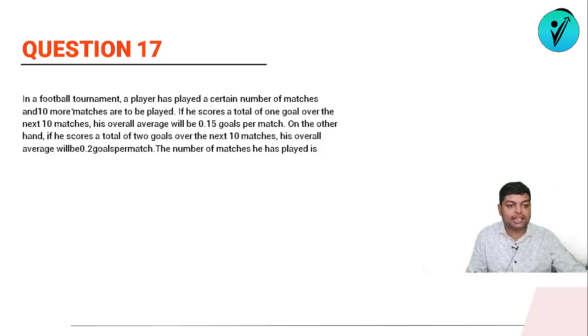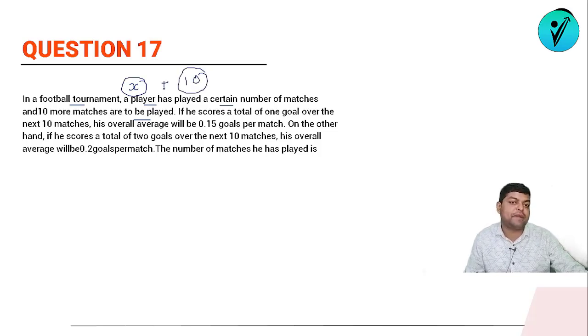So it says that in a football tournament, a player has played a certain number of matches. ठीक है, so अभी तक एक फुटबॉल टूर्नामेंट हुआ जिसमें a player has played certain number of matches. Suppose he has played X number of matches so far. ठीक है, and 10 more matches are to be played. Currently he has played X and extra 10 has to be played.